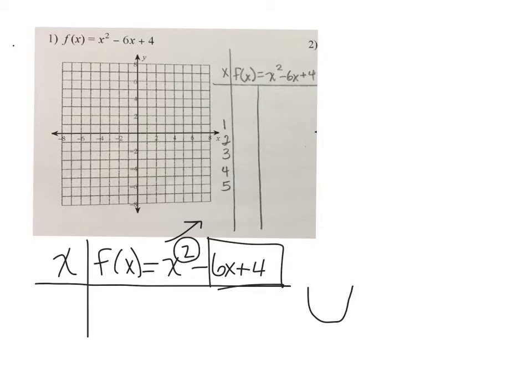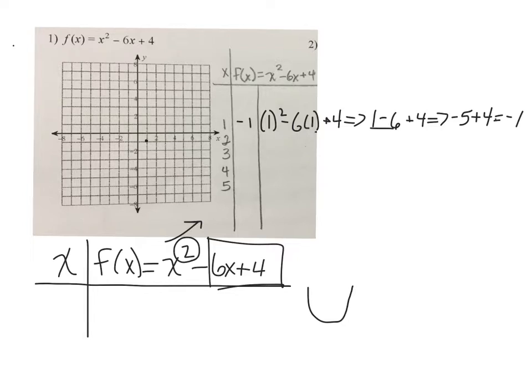So I'm going to take 1, and I'm going to plug it in the place of x, and I'm going to work it out. So here I'm going to do 1 squared minus 6 times 1 plus 4. And then just do your order of operations and work it out across your paper. 1 squared is 1, minus 6 times 1 is 6, plus 4. Keep working. 1 minus 6 is negative 5, and negative 5 plus 4 is negative 1. So when x is 1, my y value is negative 1. So there's my first ordered pair. I'm going to go over 1, down 1, and here is my first ordered pair.